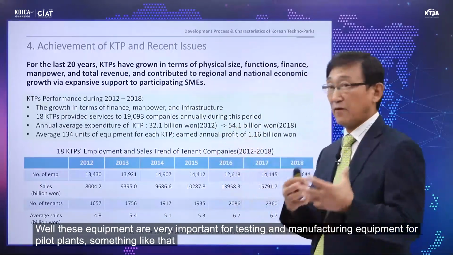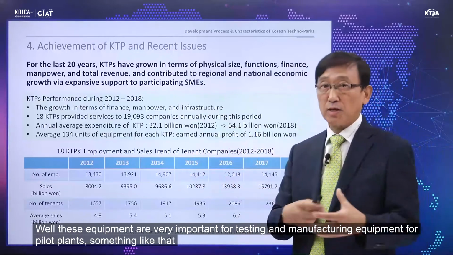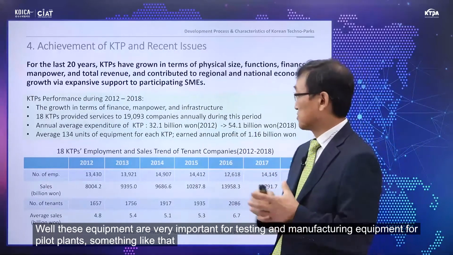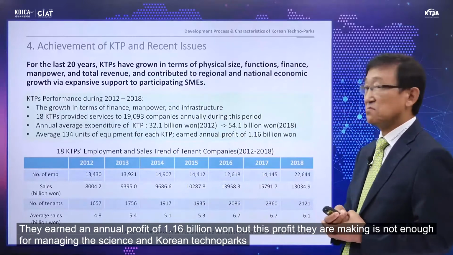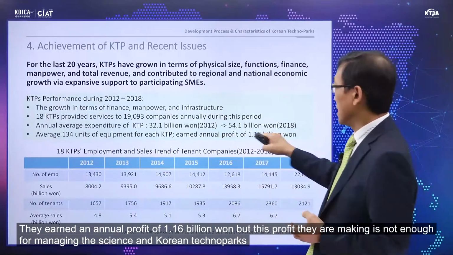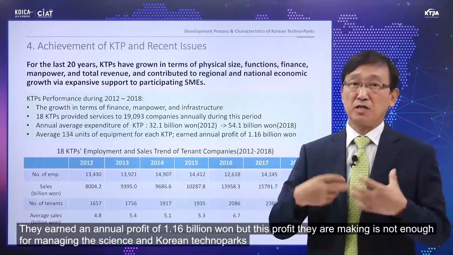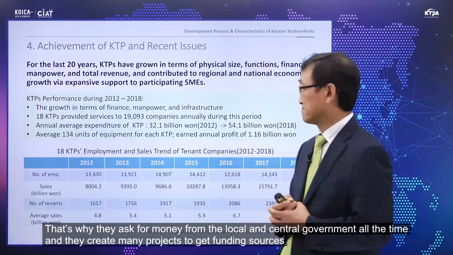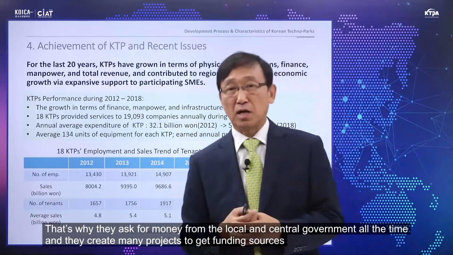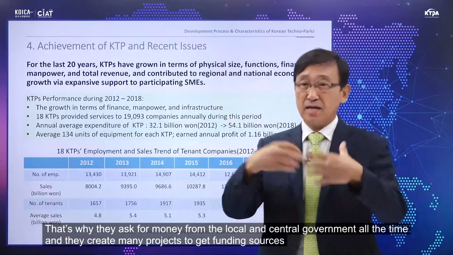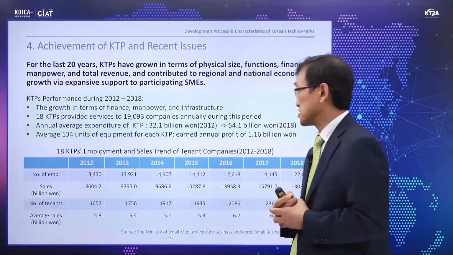Well, these equipments are very important. Testing equipment, and then all the manufacturing equipment for pilot plants, something like that. And they earned an annual profit of 1.16 billion won. But this profit they are making is not enough for managing the Korea Technoparks. That's why they ask money from the local government and central government all the time, and they create many projects to get the funding sources.